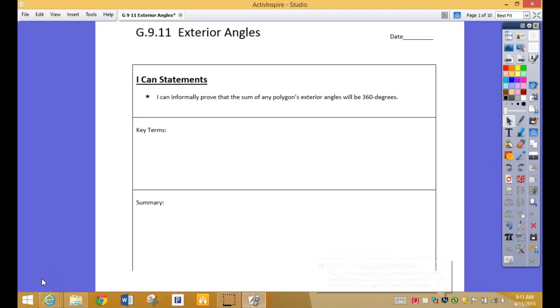Today we're going to do 9.11, the exterior angles. We did interior angles yesterday. Now we're going to follow it up today with the exterior.